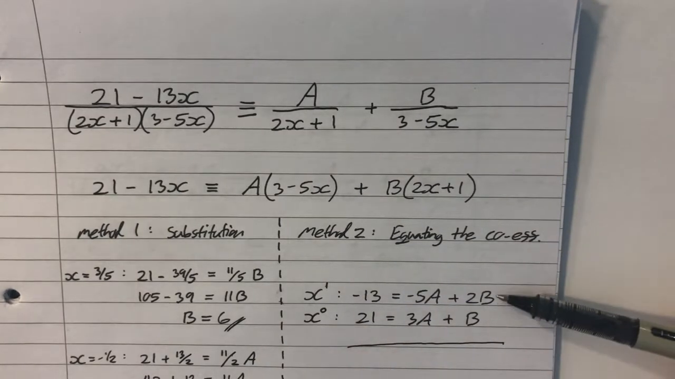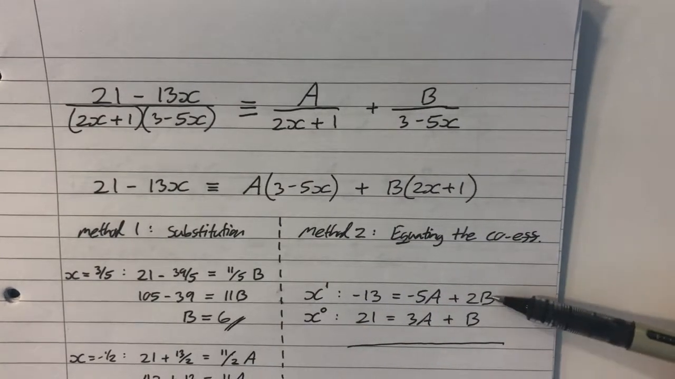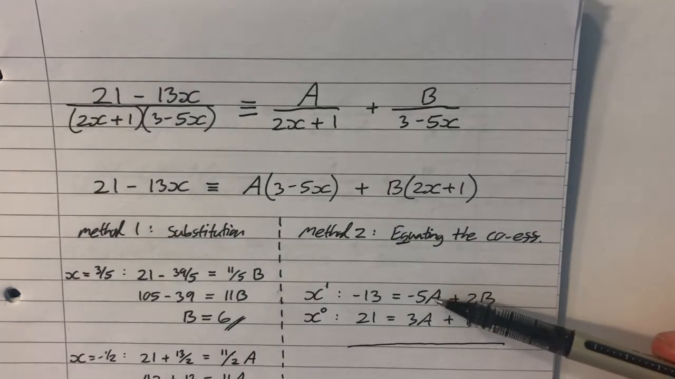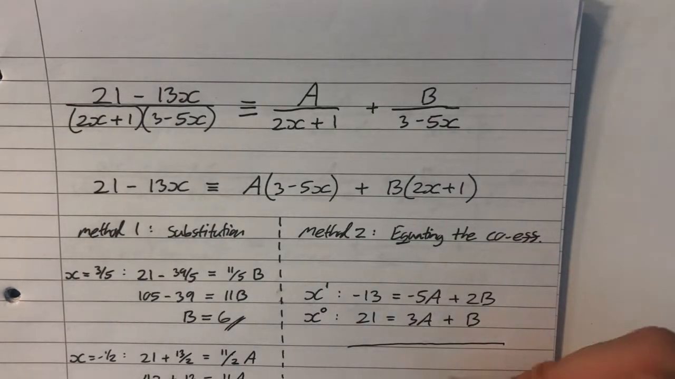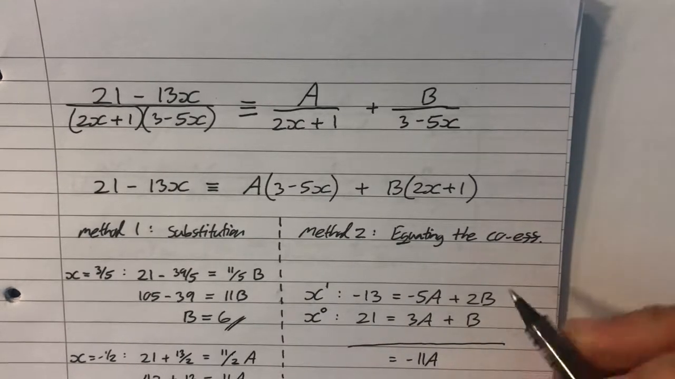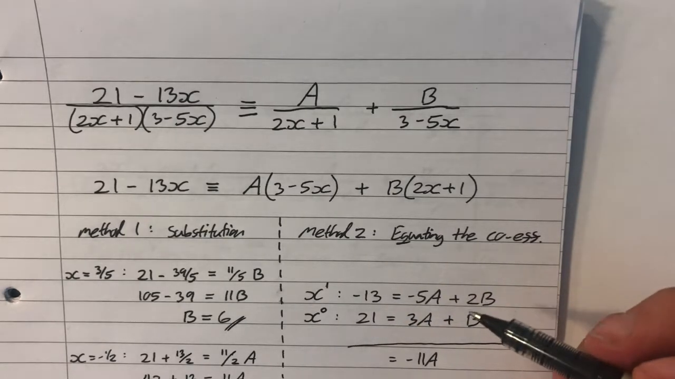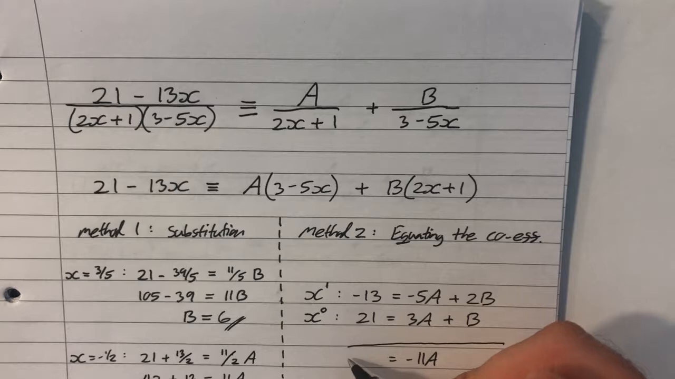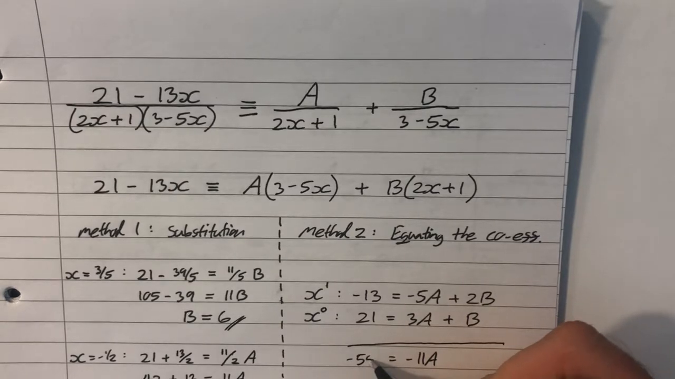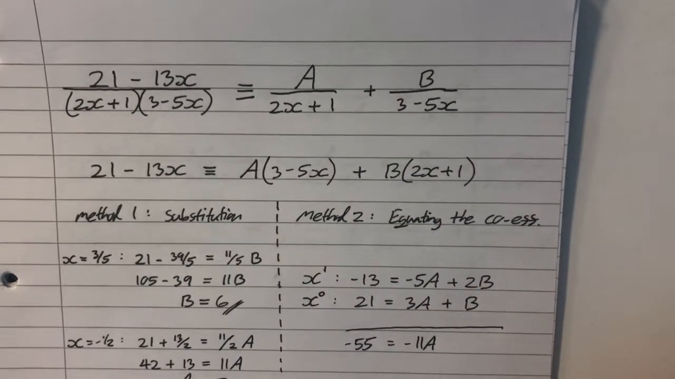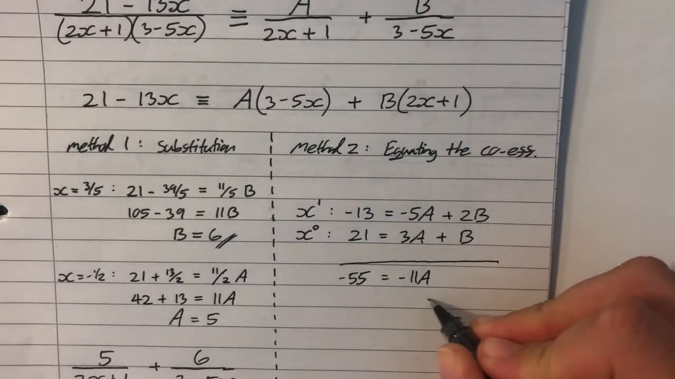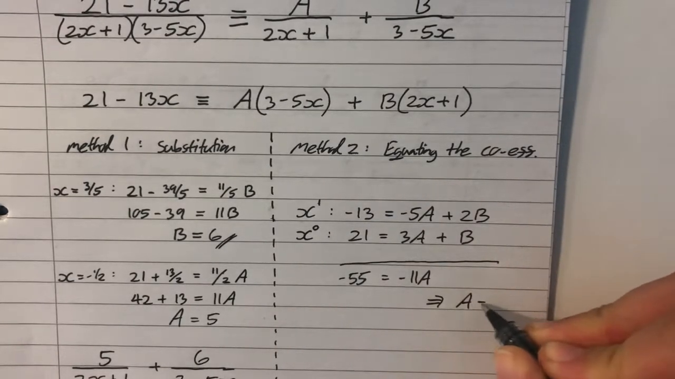So I'm going to do this top one, subtract 2 times the bottom to make the b 0. So minus 5a subtract 2 times 3a gives us minus 11a. Okay, the b's have disappeared. Minus 13 minus 2 times 21 gives us minus 55. Divide both sides by minus 11, and that gives us that a is 5.